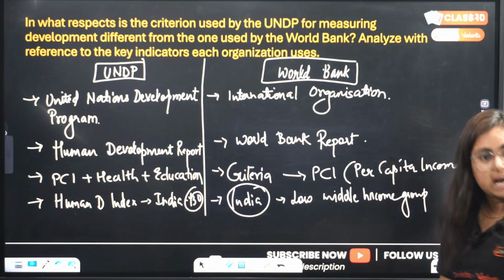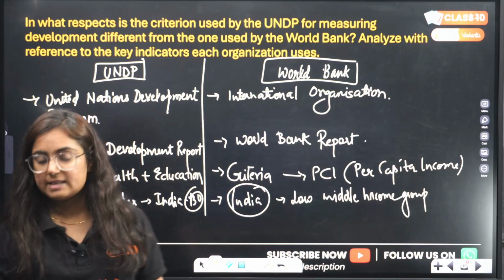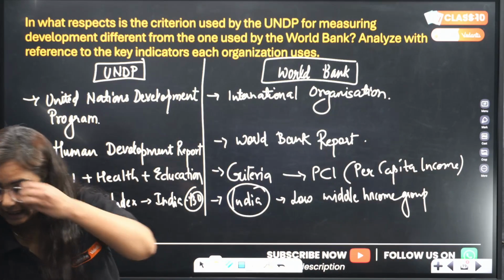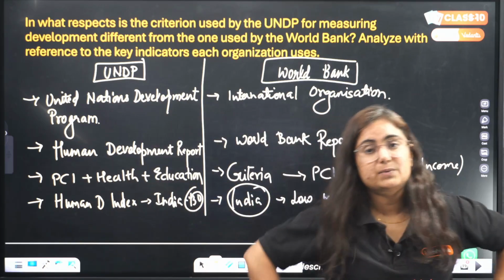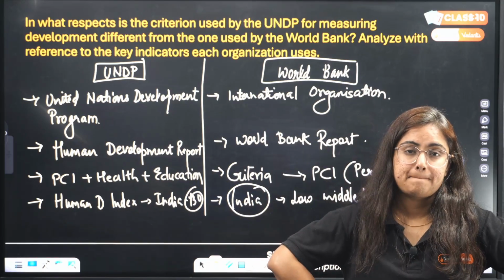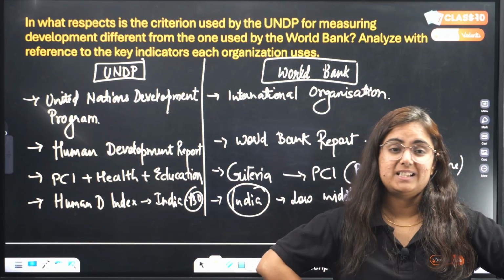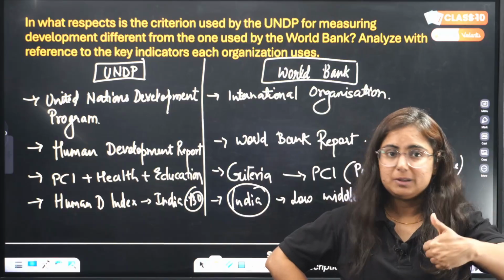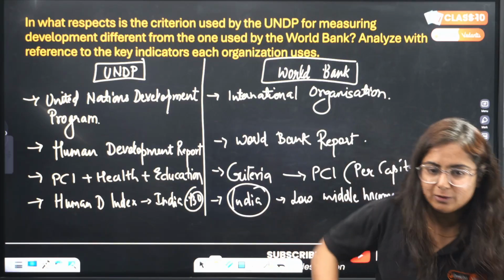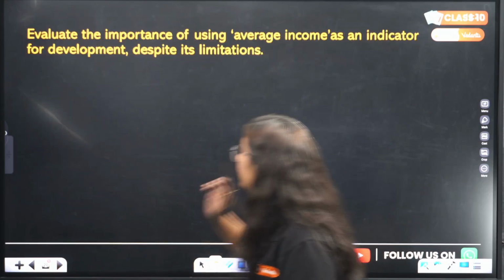Now understand further. If I talk about the World Bank report, as it is based upon PCI, average income, it hides disparities which are clearly visible by HDI. Okay, done. Will you be able to write? Very good. We are solving very good questions today.